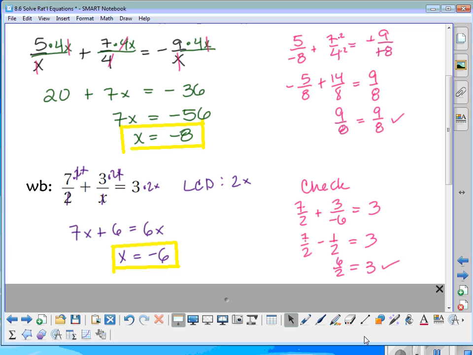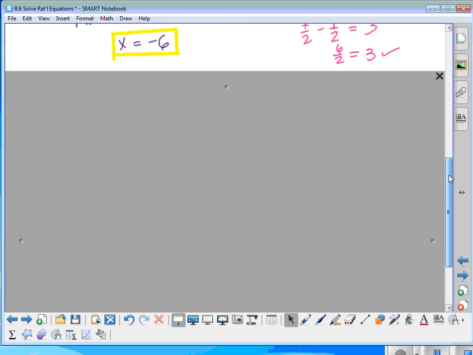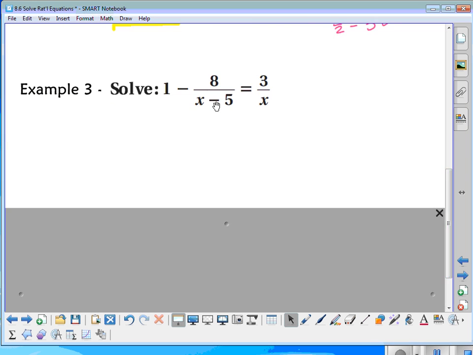All right, so the LCD was 2x, and it looked like most of you ended up with x equals negative 6. If we plug it back in, it works, and so we know we did it right. Okay, any questions on that one? All right, so now we've got another example.